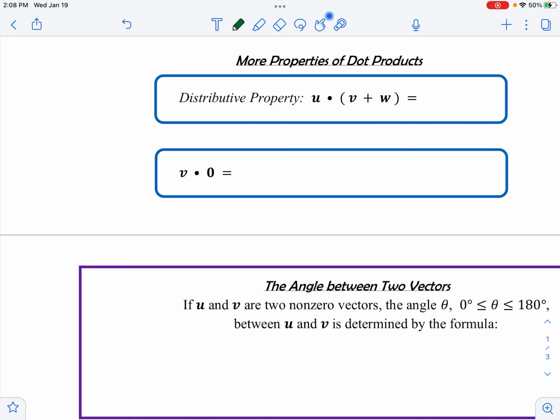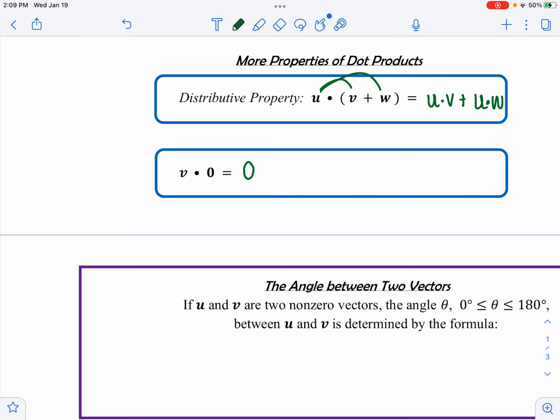Okay, more properties. The distributive property works. So if you saw u dot, and then two vectors being added, v plus w, you can do u dot, I did the product wrong there, I've got to distribute that. So I'm distributing. So you can do u dot v plus u dot w. So you can either add the two vectors, v and w, and then take the dot product of u and that new vector, or you can do the dot product of u and v and add the dot product of u and w.